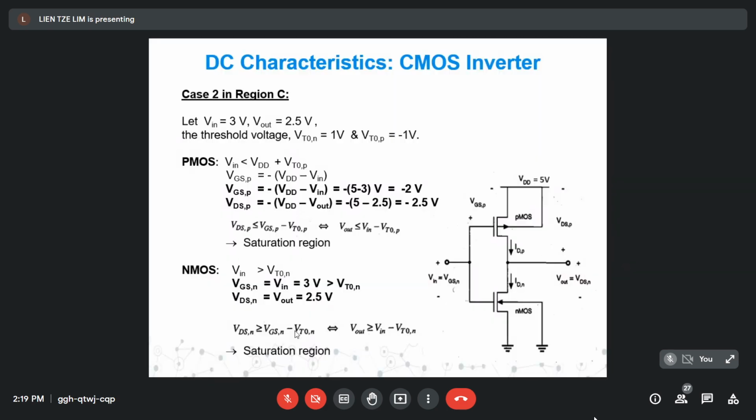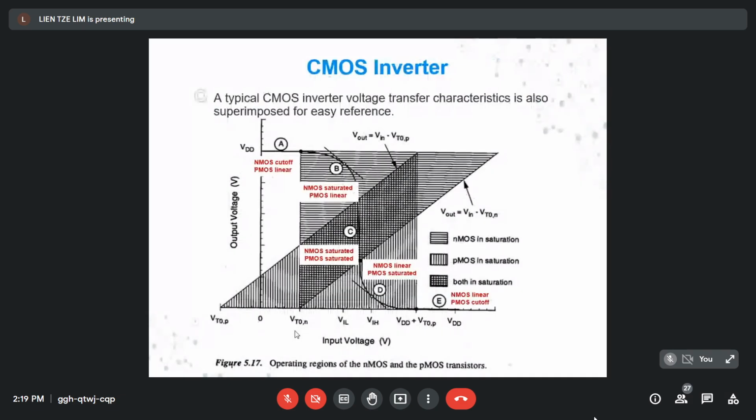These 3 cases we can apply on this VTC. This is a typical CMOS inverter voltage transfer characteristic. Again, you see that there is a curve here. This is the curve of a VTC for a CMOS inverter. This VTC is not the ideal inverter. The curve here is not a sharp transition. There is a slope also, which means that the transition happens very slowly.